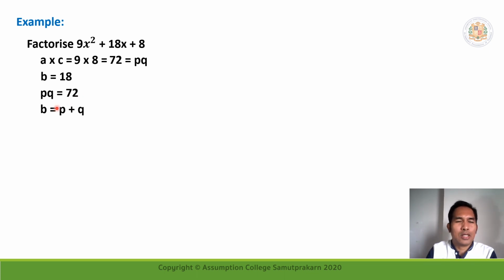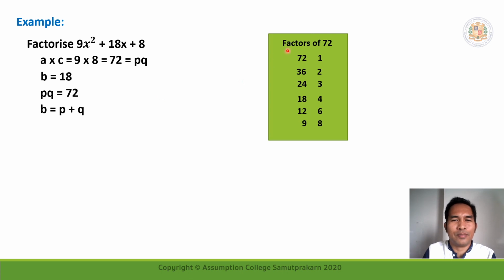So you will be talking about two numbers. Now we will find factors of 72. The factors of 72 are 72 and 1, 36 and 2, 24 and 3, 18 and 4, 12 and 6, 9 and 8. Again, when you multiply them, they will give us 72. But if you add p plus q, it should give us b, 18.